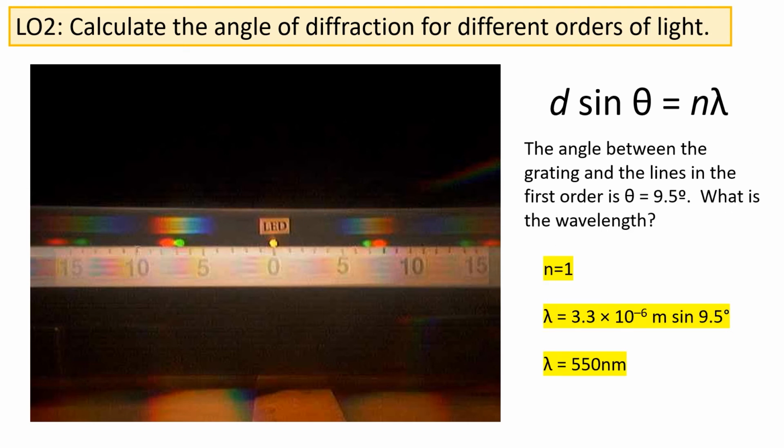Finally, we're looking to calculate the wavelength of the light. We should note that we're looking for the light in the first order, that is when n is equal to 1. We've also just calculated d in the last part of the question, which is 3.3 times 10 to the minus 6. Putting our values into the equation, we get that lambda is 550 nanometers.